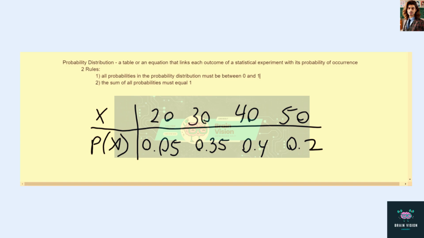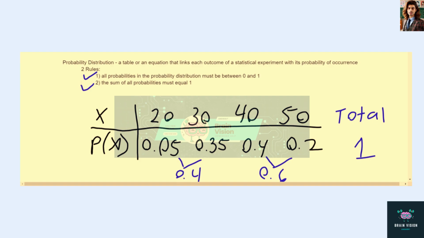Now, to start with, the first thing we can see is that we have no negative probabilities or any that exceed 1. So we know that rule number 1 is followed. Now our next check will be the total of all our probabilities, so we have to calculate that. 0.05 and 0.35 become 0.4. 0.4 plus 0.2 is 0.6, and if we add those together, our total is 1. So rule number 2 is also followed.